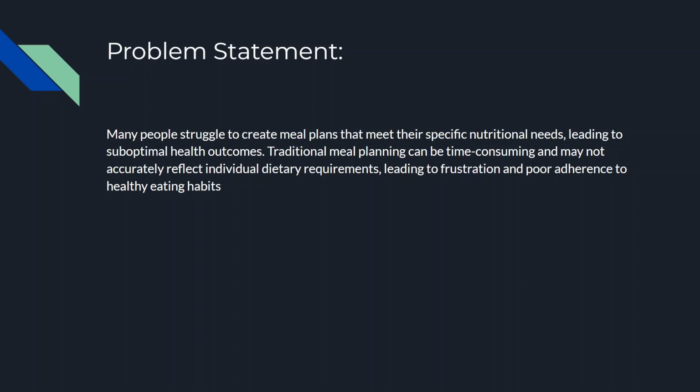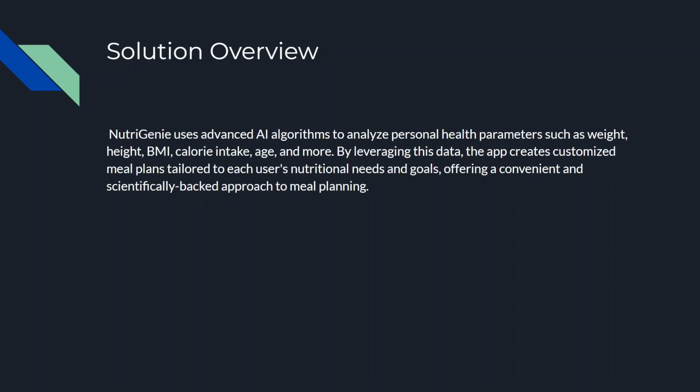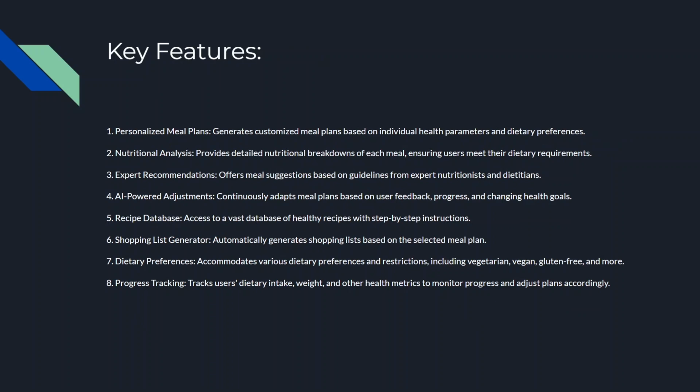In this problem we are going to provide a solution called NutriGenie, which uses advanced AI algorithms to analyze personal health parameters such as weight, height, BMI, calorie intake, age, and more. By leveraging this data, the app creates customized meal plans tailored to each person's nutrition needs and goals, offering a convenient and scientifically backed approach to meal planning. Now we are going to create some key features in our application as well.